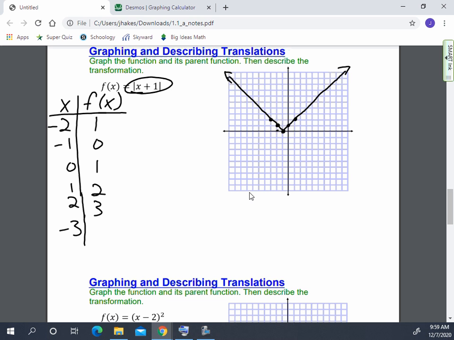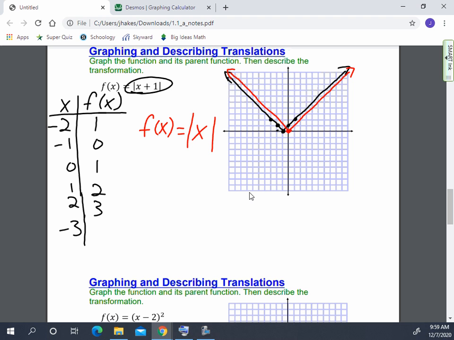All right, well, what's our parent function? If you scroll up, our parent function is what we did already, which is the absolute value of x, which starts at the origin, right here at the middle, and it goes up 1 over 1 in both directions. Okay, so it makes that V. Now describe the transformation between the red line and black line.